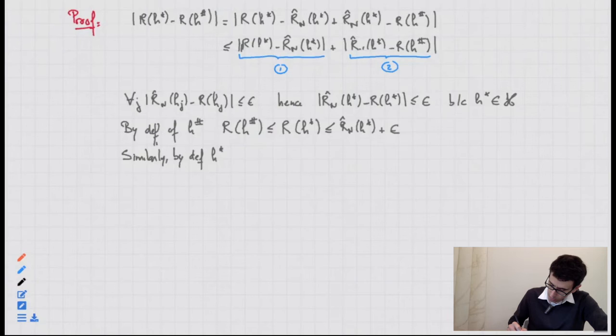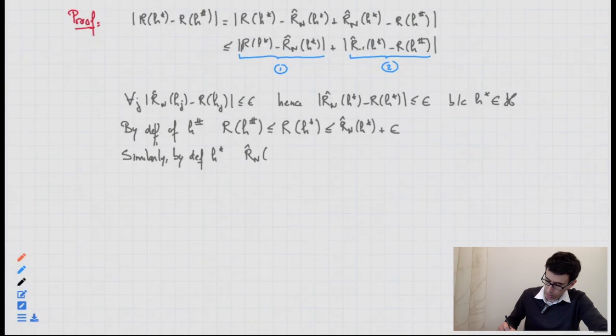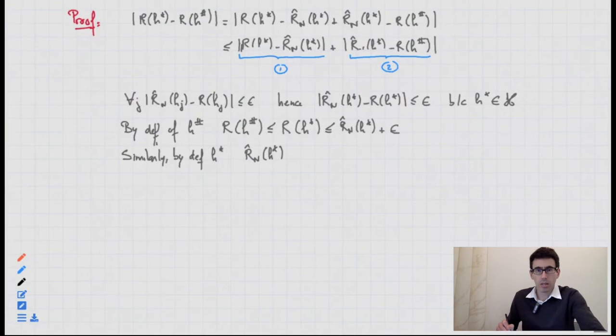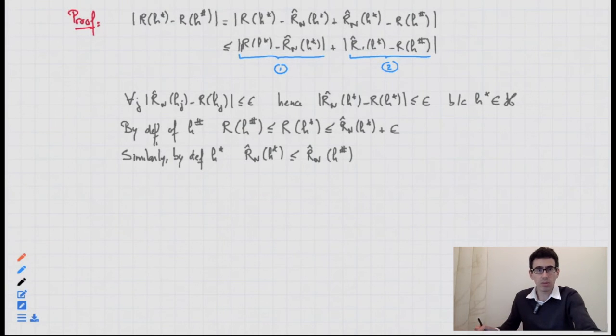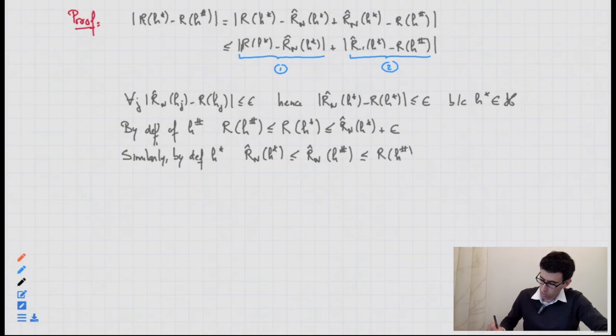Now, similarly, by definition of H star, what is H star? H star is the minimizer of the empirical risk. So by definition of H star, we know that the empirical risk of H star has to be less than the empirical risk of H sharp, right? That's because H star is the one that minimizes the empirical risk. And because H sharp is a model, and I know that every model generalizes well, the empirical risk of H sharp cannot be too far from the true risk of H sharp. Specifically, it has to be less than the true risk of H sharp plus epsilon. And again, the reason is because H sharp is a model, and we're assuming that all models generalize well.